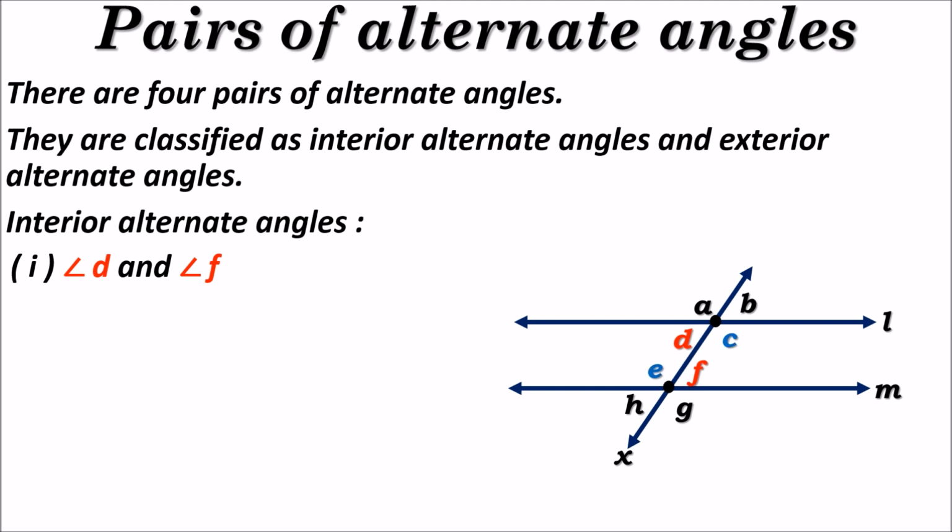Angle C and angle E is the other pair of interior alternate angles. You can see that those two angles are also inside the parallel lines and they are cross angles. So angle C and angle E is the next pair of interior alternate angles.